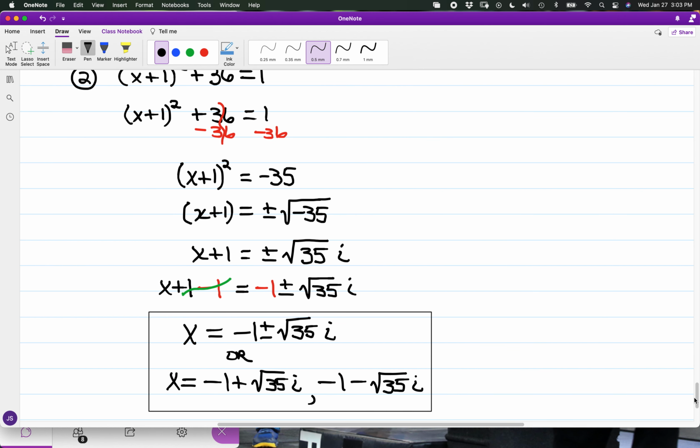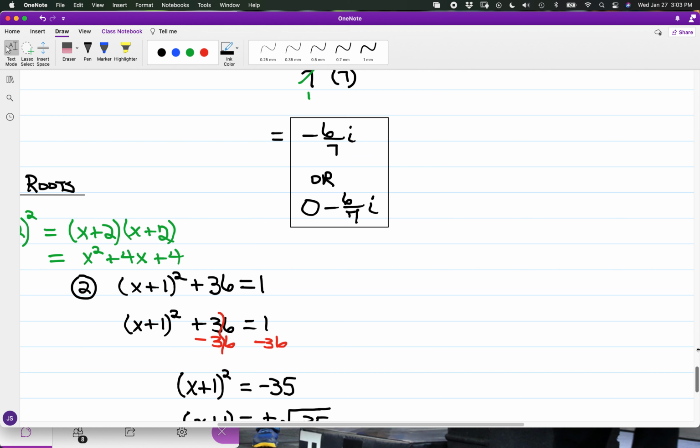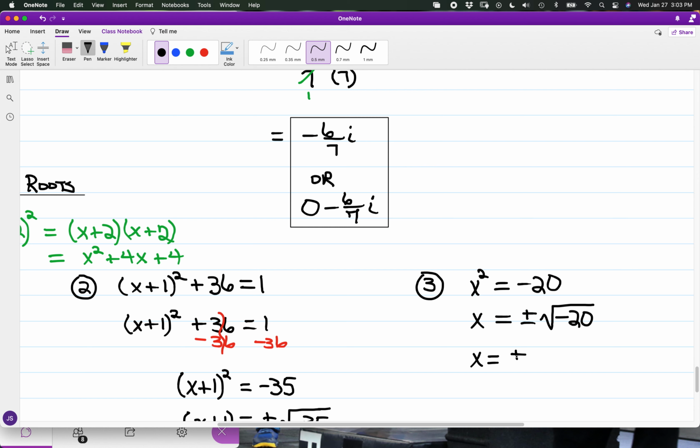And let me mention something too, now with complex roots. Let's say I have something like x squared is equal to -20. If I go from x squared to x with the square root property of equality, now I have x equal to plus or minus the square root of -20. So I have x equal to plus or minus the square root of 20 times i.